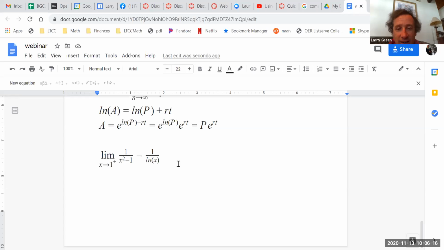So you plug in, this isn't that hard. Doesn't need calculus even. Not quite, does not exist. We get 1 over 0, okay? And x goes from the right, so it's positive 0. So everything's positive. So that 1 over 0 is infinity. Minus, well, natural log of 1 is also 0. So that's minus 0, minus infinity. What's infinity minus infinity?